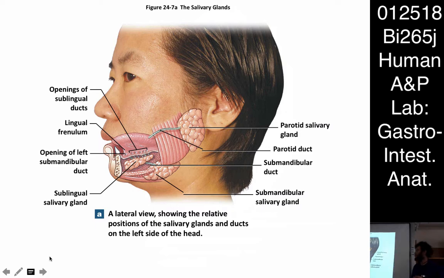All right. So all three of these glands make saliva, and the saliva that each of them makes is a little bit different. I'll briefly touch upon that in lecture. Is there anything else here? I don't think so. You can see the lingual frenulum.